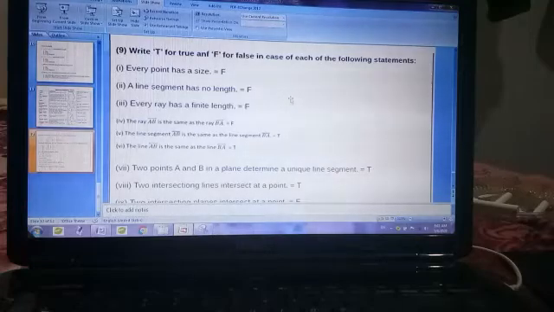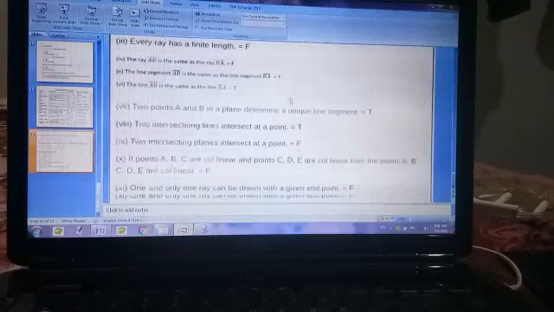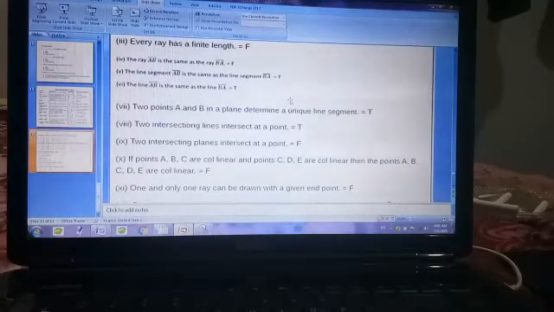False, because it goes up to infinity in one direction. We cannot measure the length of the ray. In the fourth one, ray AB is not the same as ray BA. It's a true statement because ray AB means starting from A going in the direction of B, and ray BA means starting from B and going in the direction of A. Both are opposite. That is why the statement is false.